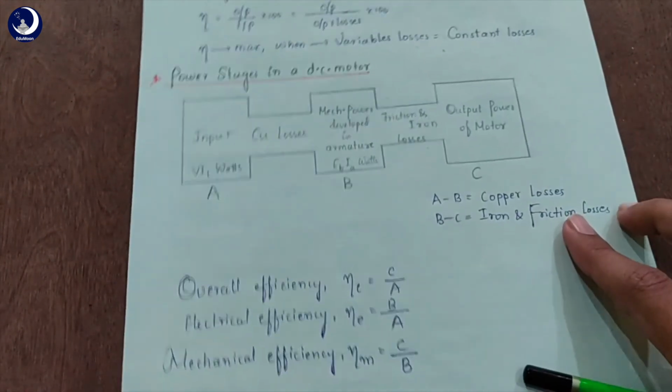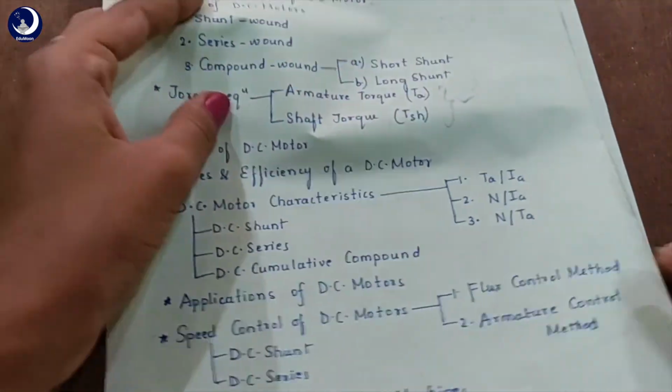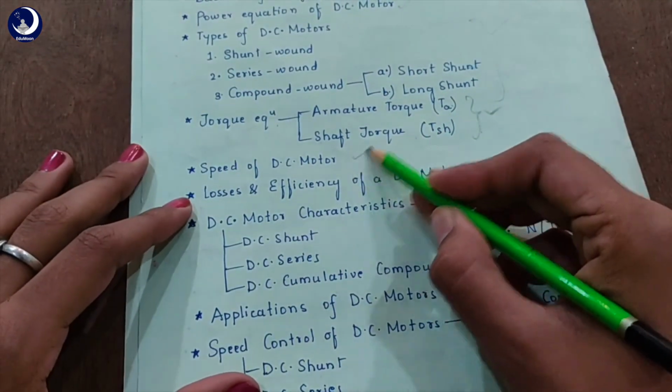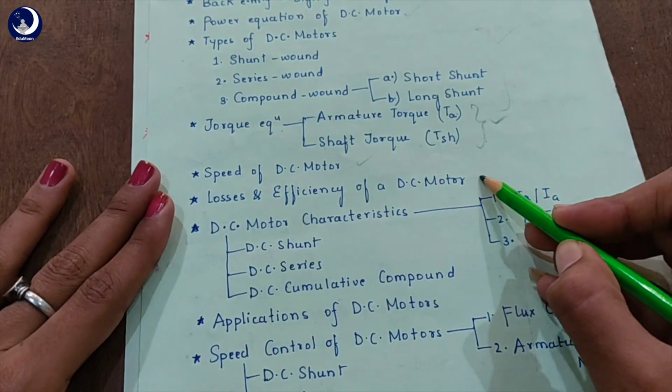Okay. So in this lecture we have finished the speed of DC motor and the losses and efficiency of DC motor.